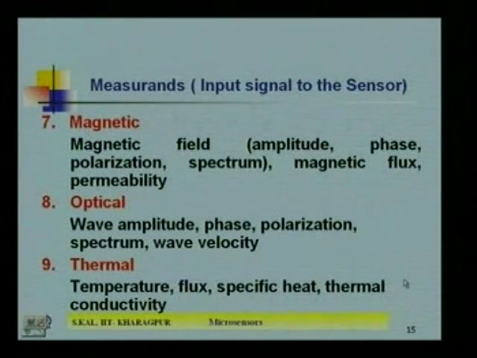Now magnetic, what are the measurements? Those are the magnetic field, again with amplitude, phase, polarization and spectrum, then magnetic flux and permeability. Next one is optical. What are the measurements in an optical signal? Wave amplitude, phase, polarization, spectrum, wave velocity. Those are the various kinds of optical signal, and many optical sensors show the change of polarization. Many show the change of frequency.